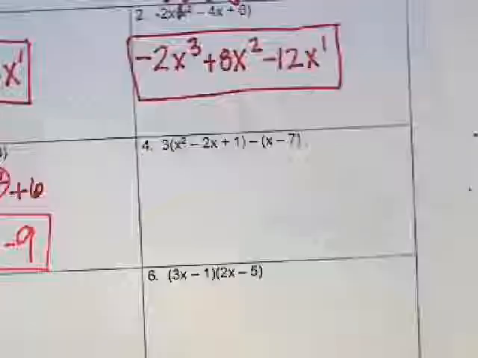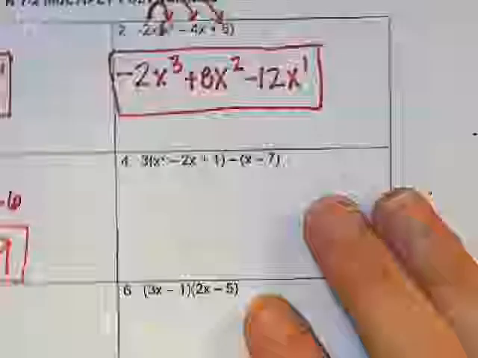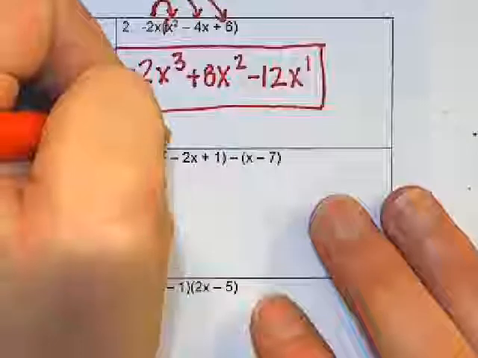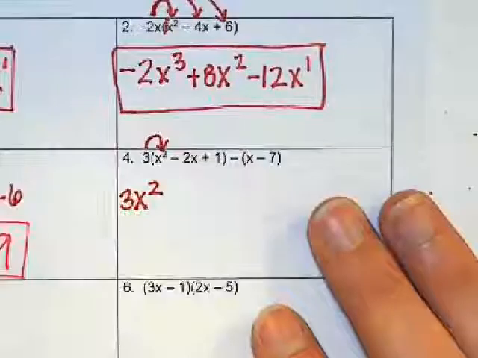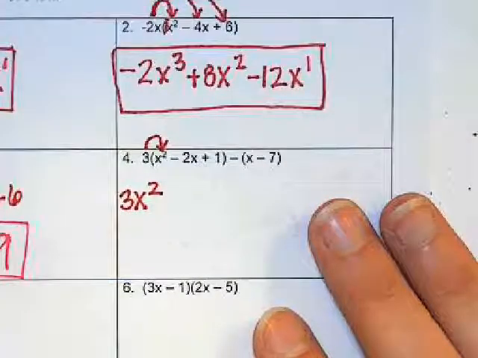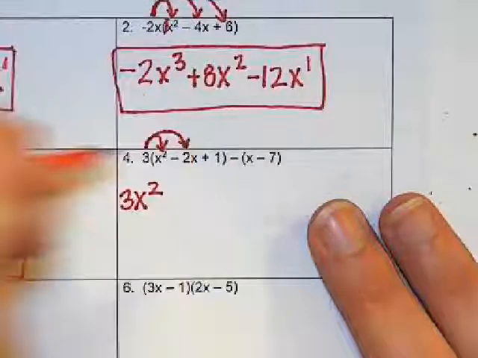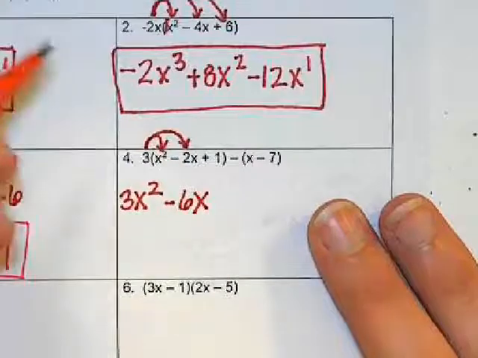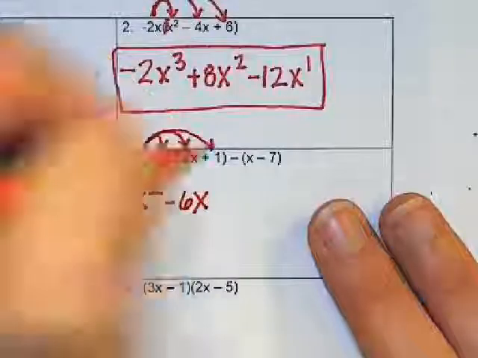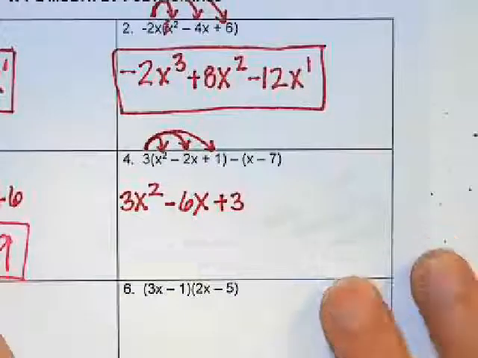Okay, number 4. How many sets of parentheses do I have? 2. How many times am I going to distribute? 2. All right, here we go. 3 times x squared is 3x squared. Everybody write with me and make sure you're writing your arrows. 3 times negative 2x. Negative 6x. 3 times 1. Positive 3. Okay, that's my first set of parentheses.